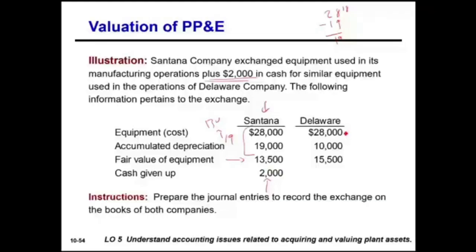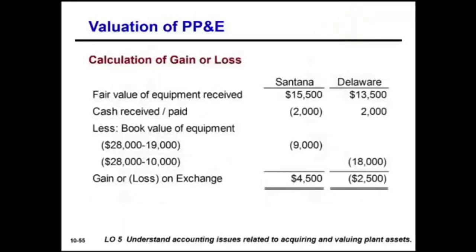Delaware. The equipment has a cost of 28, accumulated depreciation of 10. So the book value for this is 18,000, and the fair value is 15,500. Also, Delaware will have a loss from the loss perspective. So let's record this transaction.